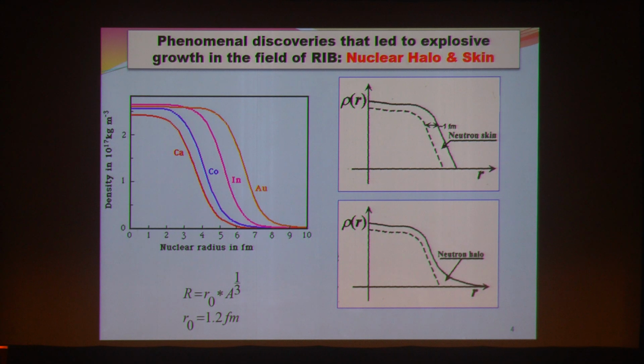But then it was found by the study of exotic nuclei that many nuclei show this type of behavior or this type of behavior. The dotted line is basically the proton density distribution as a function of the radius, and the solid line is the neutron density distribution as a function of the radius. So you can see the neutron density distribution is extended much beyond. Here it is almost of uniform thickness, and it is called neutron skin, whereas here it is a tail, and it is called neutron halo.